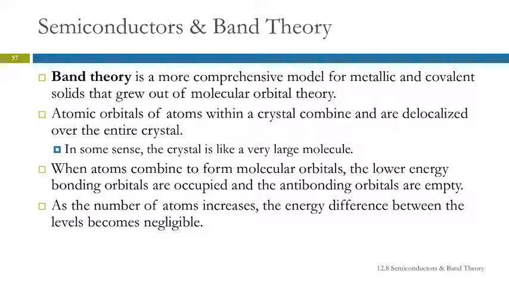When you have those orbitals forming, remember molecular orbital theory, you combine two orbitals, you get one that's lower in energy and one that's higher, right? You get a bonding orbital and an anti-bonding orbital. If you've got a lot of atoms doing this and a lot of orbitals combining, what happens is the difference in energy between the anti-bonding and the bonding becomes less and less and less.